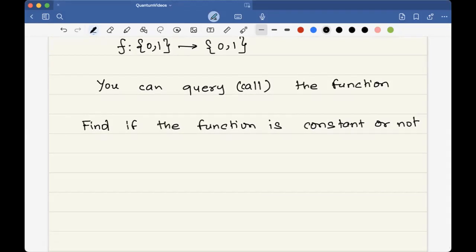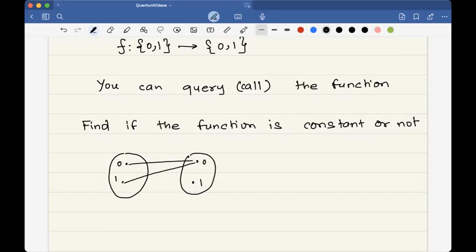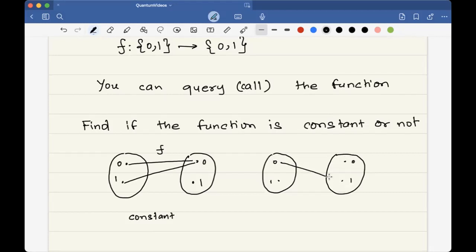So if I draw the function in this way, so I have 0, 1, and this function is a function from 0, 1 to 0, 1. So a constant function would be something like this. So the 0 goes to 0 and 1 goes to also 0. So this is one possibility. So this is constant. Or we could have both 0 and 1 go to 1. So this is another way that the function could be constant.